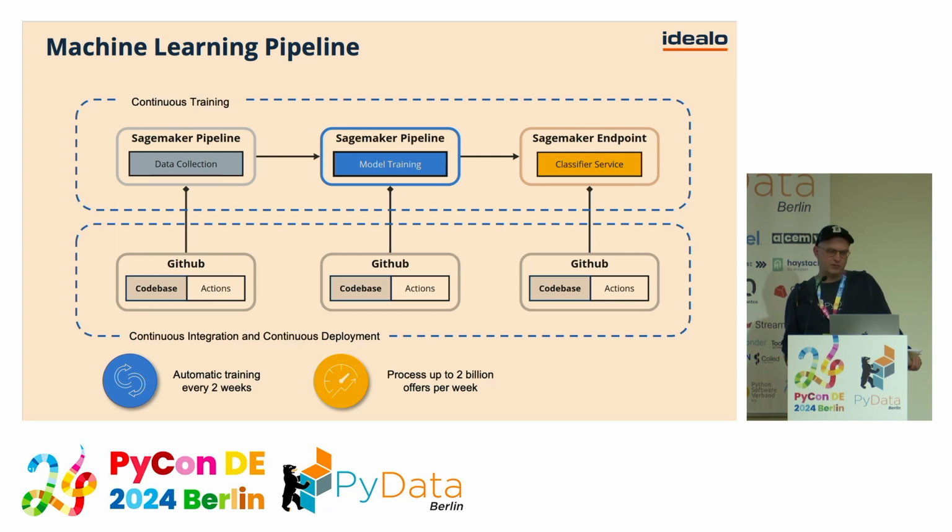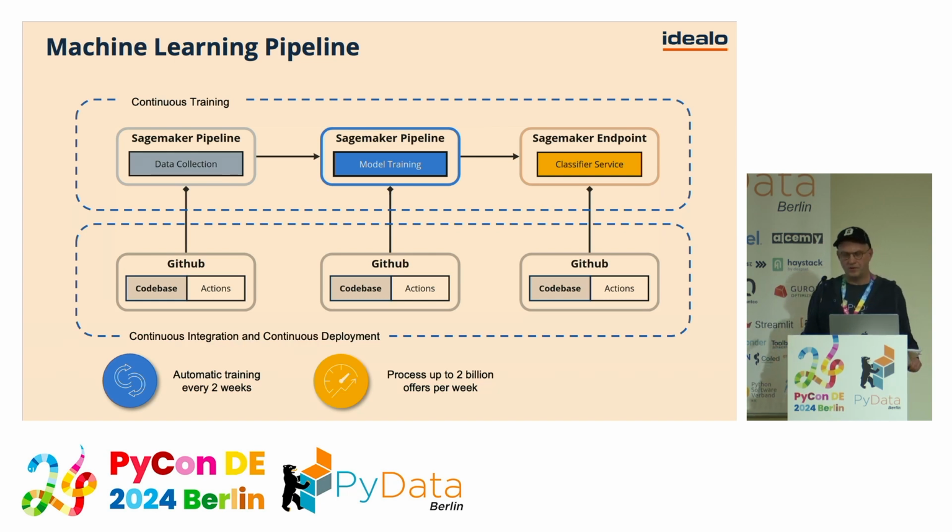The endpoint is running 24/7, all day, all night, and we process up to 2 billion offers per week in peak time. As you can imagine, a 24/7 running system should be as stable as possible. Otherwise, you or your colleagues might get a call at midnight, and this is something nobody wants.